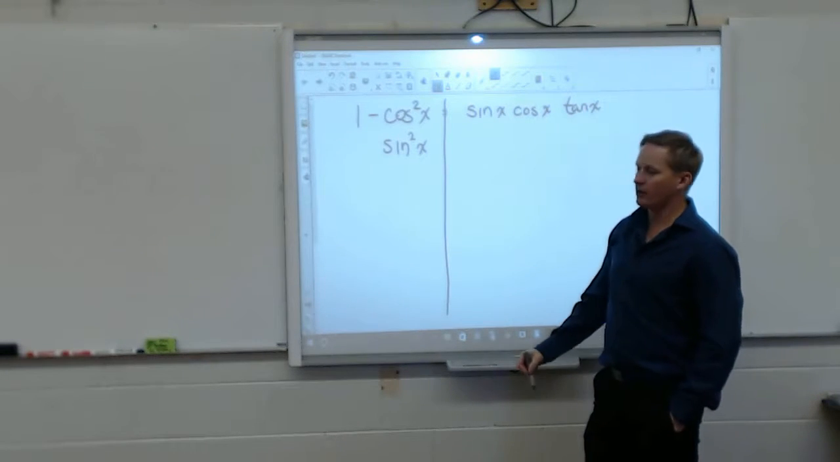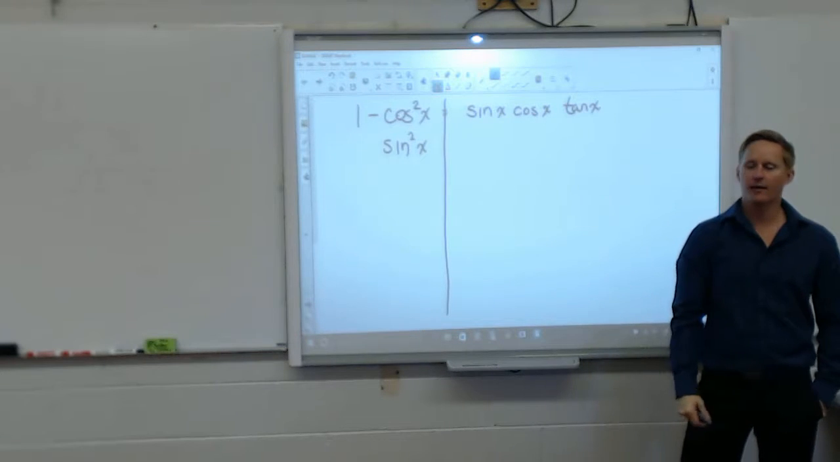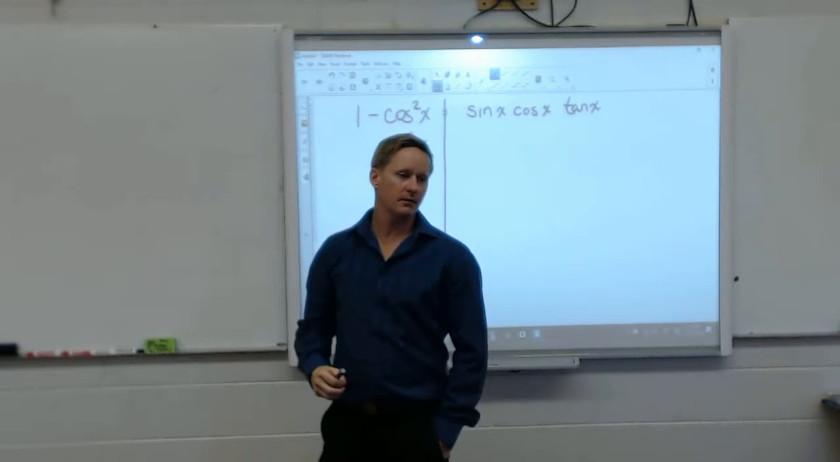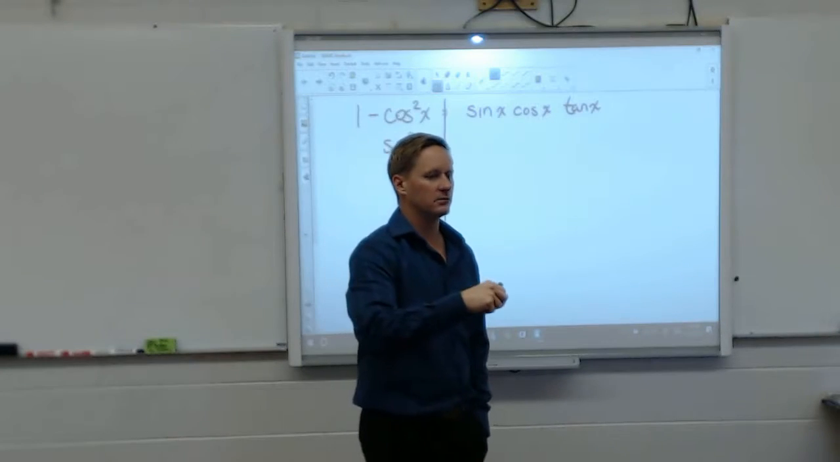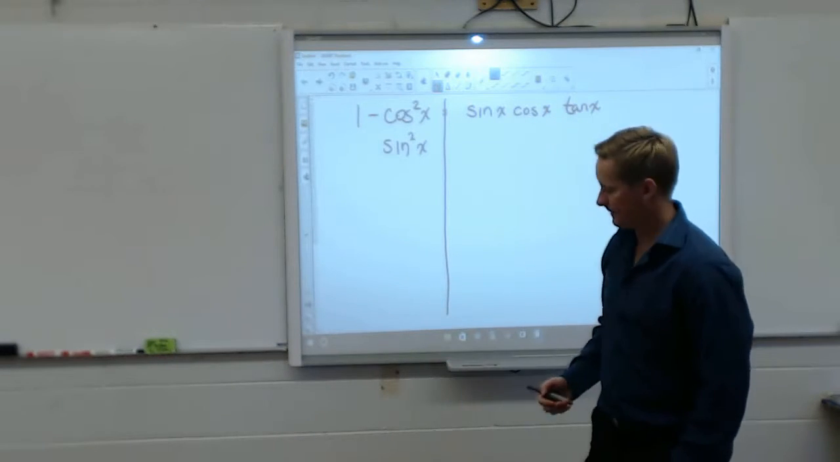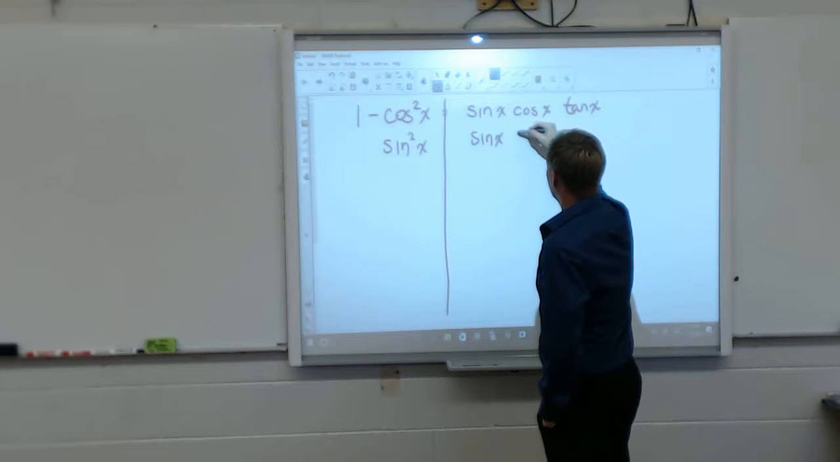Now, looking at the five indicators, what would you suggest for this side? What is the second one? Sine x, cos x, what is that? It means change them all to sine x or cos x. Exactly. So now I have sine x, cos x.